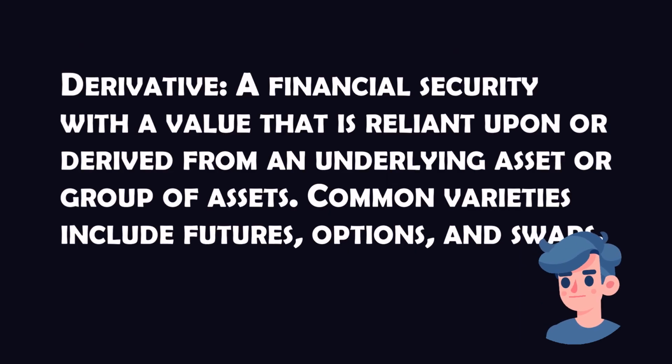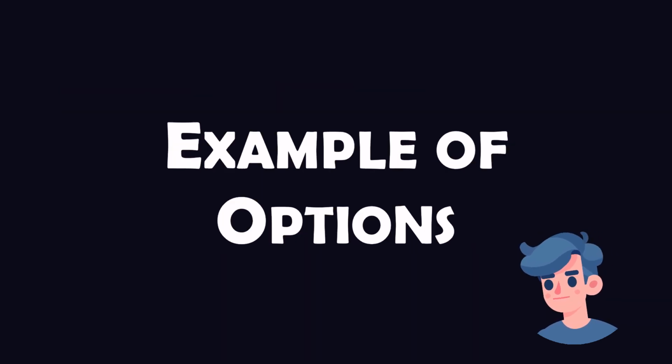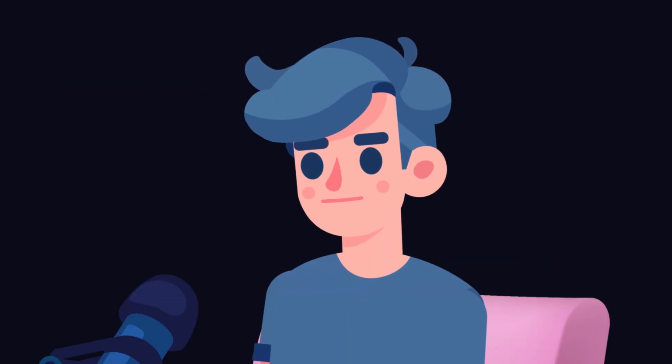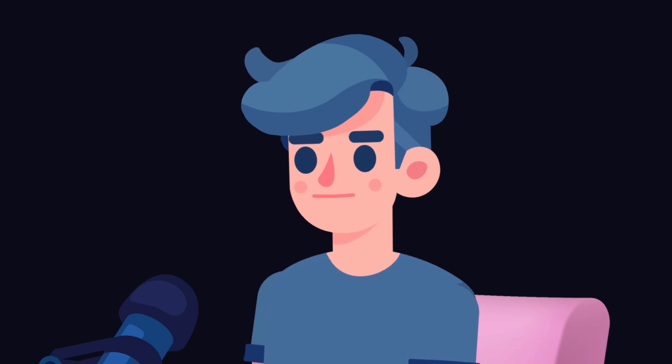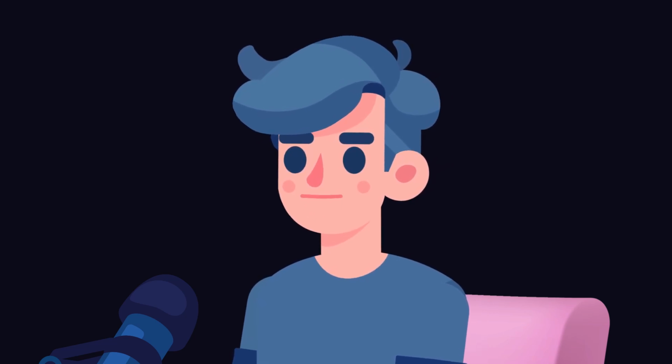Lastly, let's touch upon derivatives. A derivative is a financial security whose value depends on or is derived from an underlying asset or group of assets. Common derivatives include options, futures, and swaps. For example, an option gives you the right, but not the obligation, to buy or sell a stock at a predetermined price before a certain date.